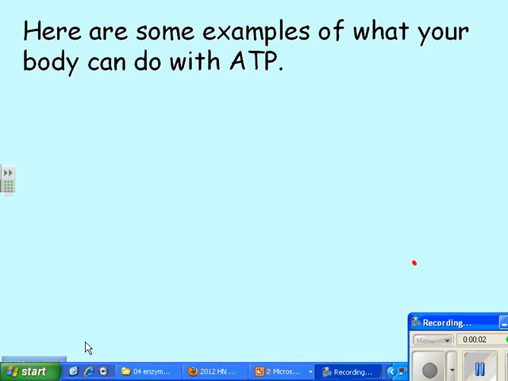Here are some examples of what your body can do with ATP. So I had said before that ATP is the currency that your body uses, the energy source that your body uses to do everything. But I really wasn't very clear with the everything part. So I'm going to give you just a few examples here to show you what I mean by everything. So here's just the first example.